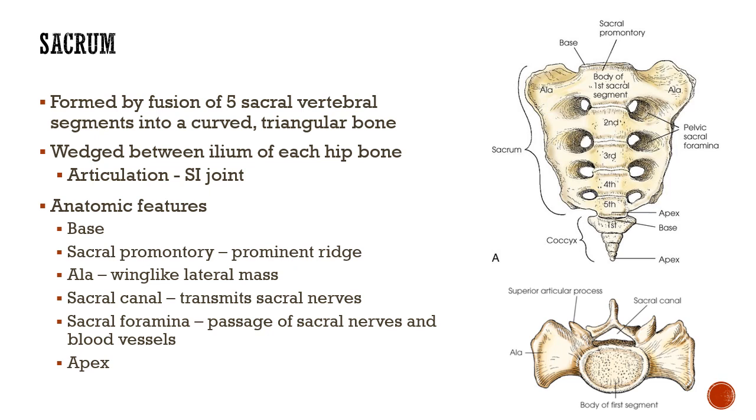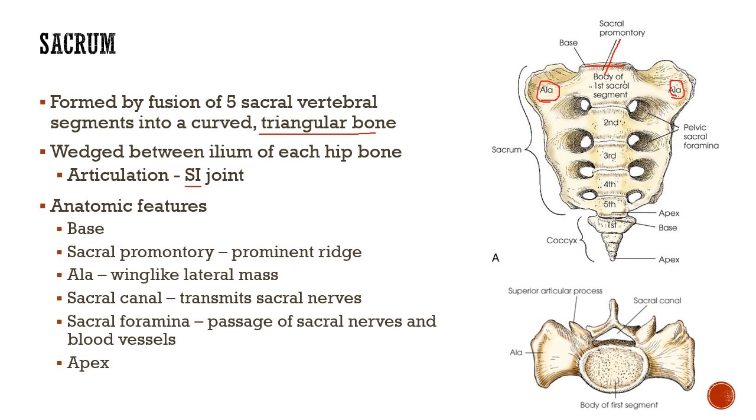The sacrum is formed by the fusion of 5 sacral vertebral segments into a curved triangular bone. It's wedged between the ilium of each hip bone, and the articulation is called the SI joint, or sacroiliac joint. The top part is called the base. We've got the sacral promontory, which is the superior portion of it, and the prominent ridge. The ala is the wing-like lateral mass. There's one on each side.